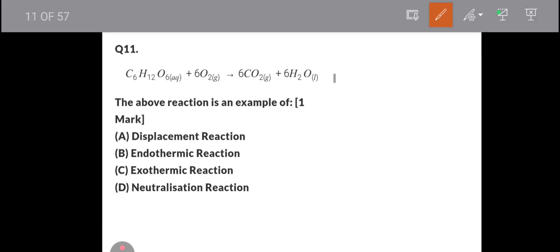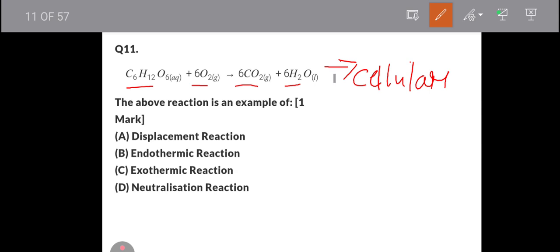So just see, the equation is given. The above reaction is an example of. So this C6H12O6, this is nothing but glucose, right? Glucose is reacting with oxygen to produce carbon dioxide as well as water along with the liberation of energy. So this reaction we have already studied. This reaction represents what? Cellular respiration, right? This reaction represents cellular respiration.